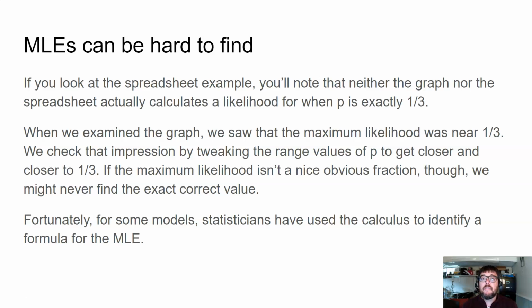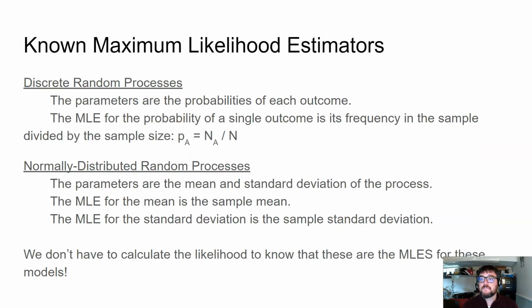Fortunately, there are maximum likelihood estimators that have been proven with mathematics to be the MLEs without any twiddling. So if you have a discrete random process, the maximum likelihood estimator is the proportion of times each outcome occurred. So that's the number of times that outcome occurred divided by n, like we saw with the Bernoulli example. And that generalizes across other non-Bernoulli examples too.